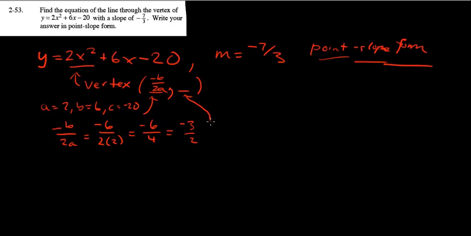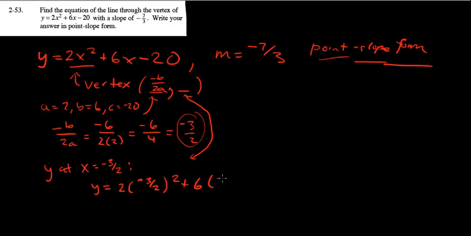So the y value is just going to be our function at this x value. So y at x equals negative 3 over 2 is going to be y equals 2 times negative 3 over 2 squared plus 6 times negative 3 over 2 minus 20. I'm just plugging negative 3 over 2 into our equation. I get 2 times, when we square this, positive 9 over 4, plus, I can make this a 3 and this a 1, so that's a negative 9 when I multiply 3 by negative 3, minus 20.